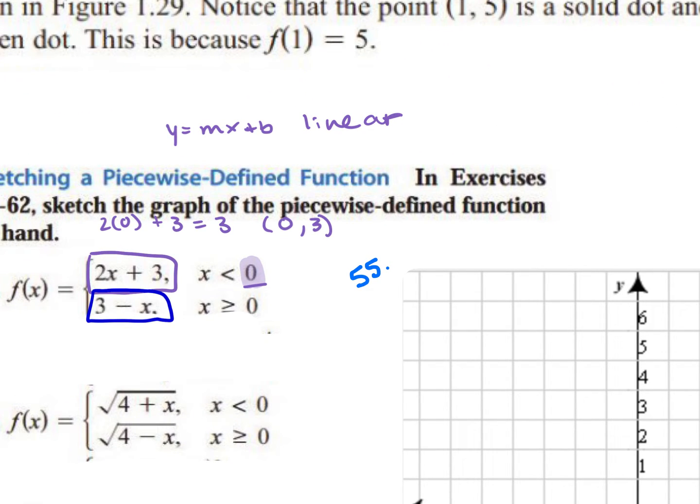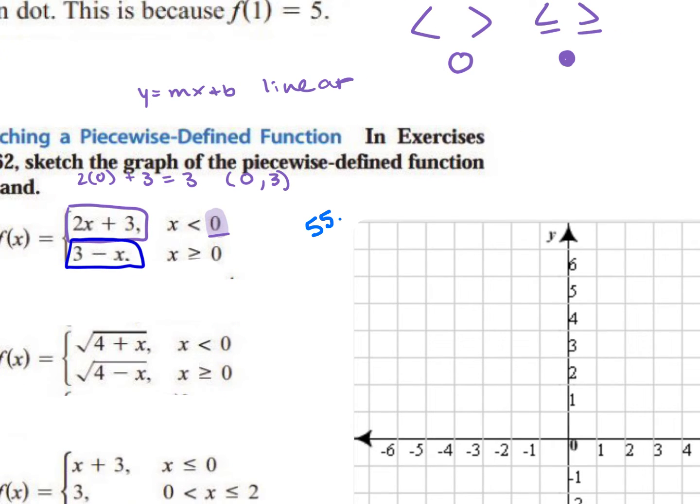I'm going to make a little note up here. Anytime we have less than or greater than, we're going to have an open circle. If we have less than or equal to or greater than or equal to, we're going to have a closed circle at that point. So at (0, 3), am I going to have an open circle or a closed circle? An open circle, because it's just less than. We don't have that or equal to part, so it's an open circle. So I'm going to stay at 0, go up 3, and put an open circle there.